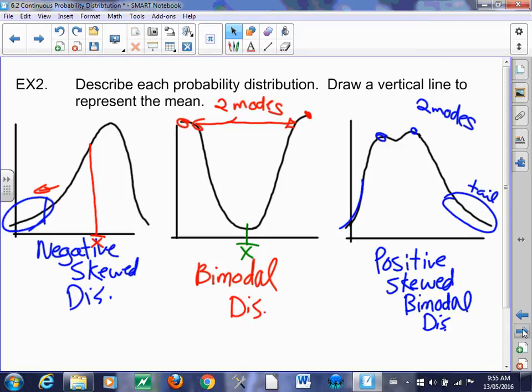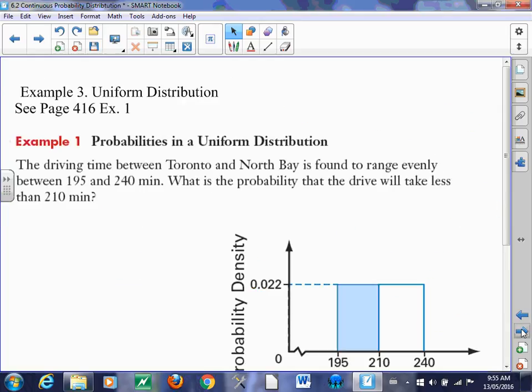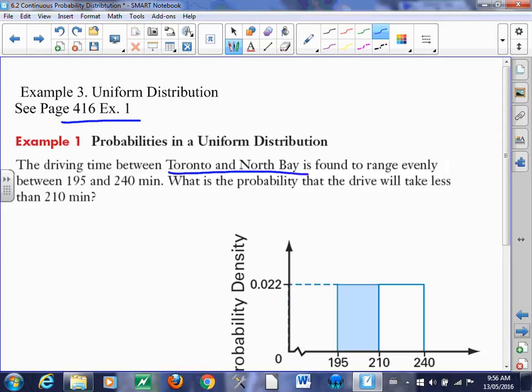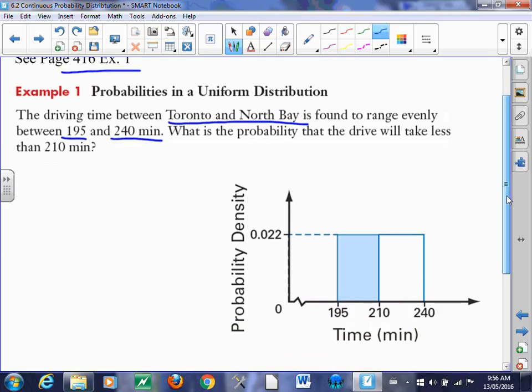Awesome. Okay, one more page, and we're going to take a look at our textbook, folks. I'll take an example from there. In our textbook, we've got an example. I've copied it right here, and it's on page 416, example 1. It's an example of uniform distribution, looking at the probabilities. The driving time between Toronto and North Bay is found to range evenly between 195 to 240 minutes. Just remember, cottage traffic on the weekend plays a big role in this.